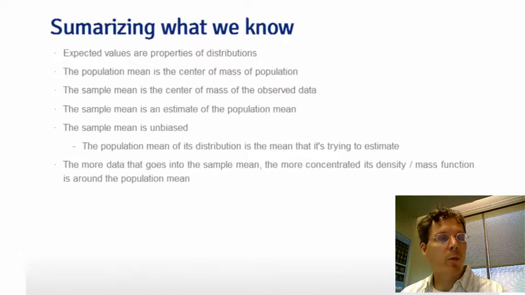Let's go over what we know so far from this class. Expected values of properties of distributions. The population mean is the center of mass of that population, and as it moves around, the distribution would move around. The sample mean is the center of mass of the observed data. The sample mean is an estimate of the population mean. And the sample mean is unbiased, and what this means is the population mean of the distribution of sample means is exactly the population mean that it's trying to estimate.